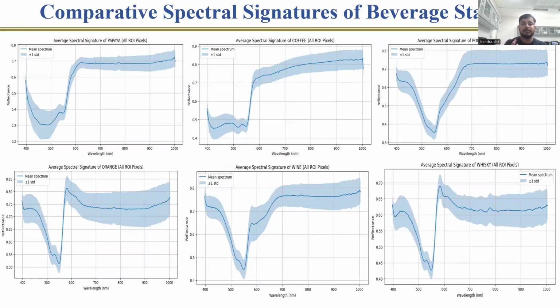Next, I'll talk about the spectral signature of different beverages. The first one is the papaya beverage spectral signature. The second one is coffee. The third one is pomegranate. Like this, we got the spectral signature of all 9 beverage stains.